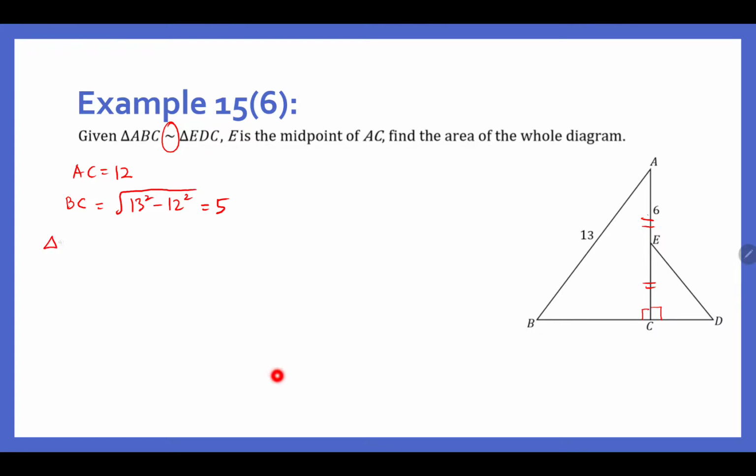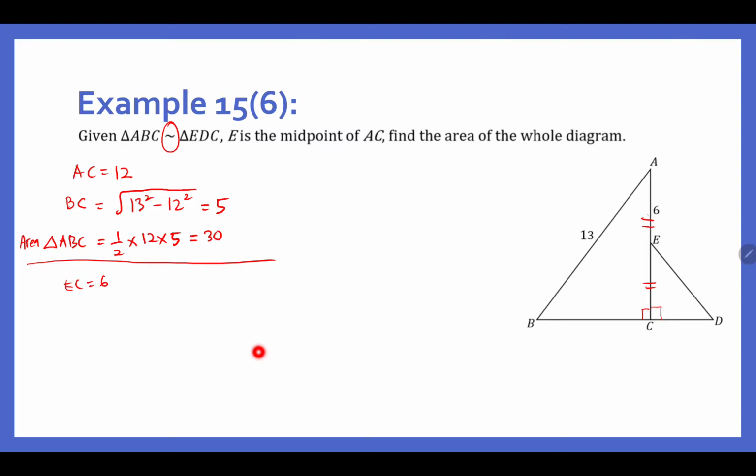So area for triangle ABC is 1/2 times height times base. So dapat 30. Okay, ini triangle pertama. Triangle kedua pula. Okay, kita nak pakai first formula jugalah. So 1/2 times height times base. So height dia, which is EC. EC kita dah tahu. EC is 6. Tapi base CD tak tahu. Nak cari CD, macam mana?